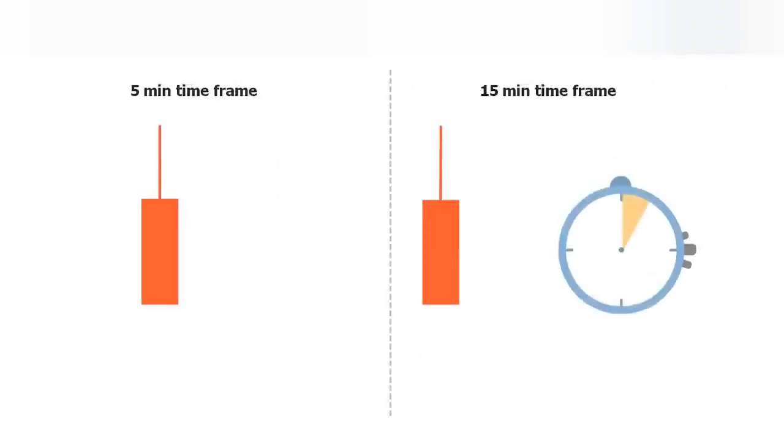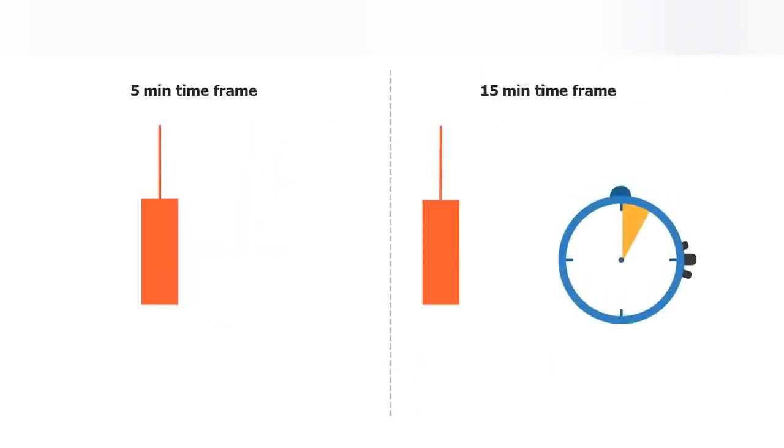Every candlestick has a certain period in which they form. This means that, for example, a 5-minute candlestick shows you the price change during a 5-minute period. When 5 minutes are over, a new candle starts to form. A 15-minute candle shows the price action during a 15-minute period.